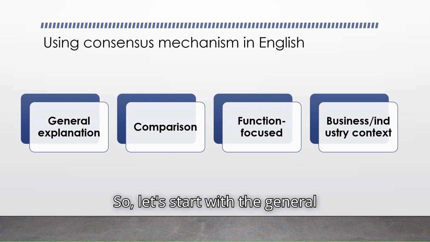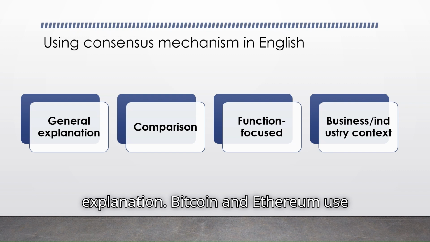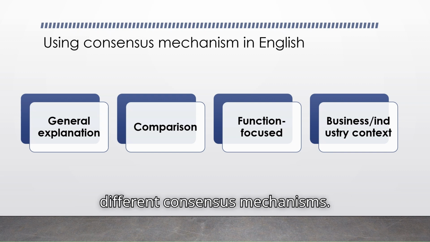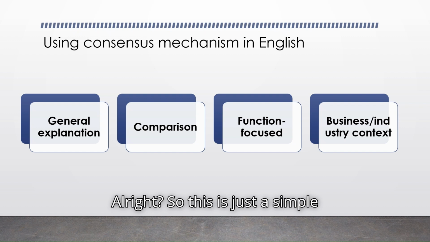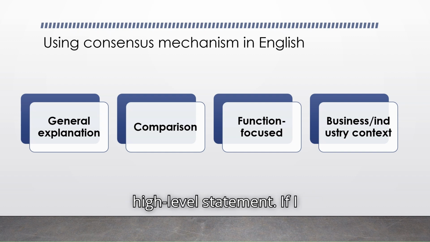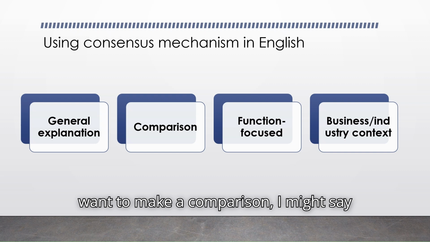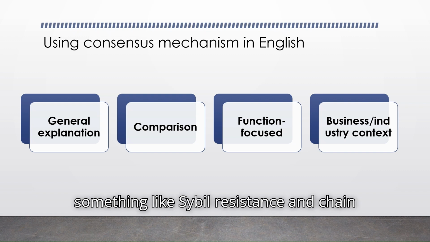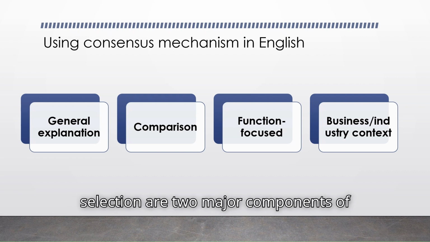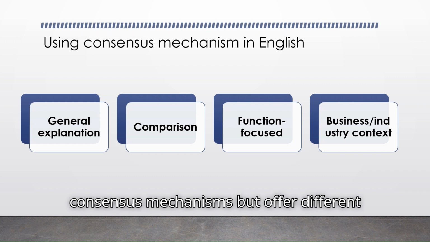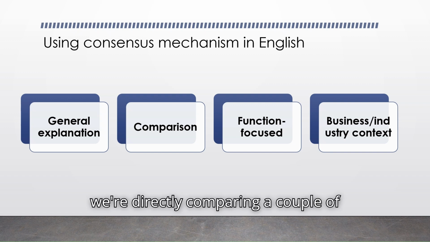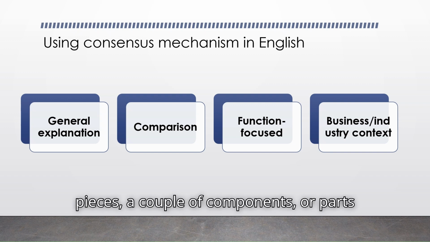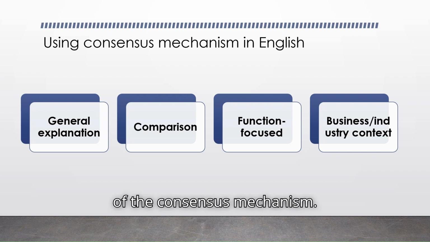So, let's start with the general explanation. Bitcoin and Ethereum use different consensus mechanisms. All right, so this is just a simple high-level statement. If I want to make a comparison, I might say something like, Sybil resistance and chain selection are two major components of consensus mechanisms but offer different functions. So here, we're directly comparing a couple of components or parts of the consensus mechanism.